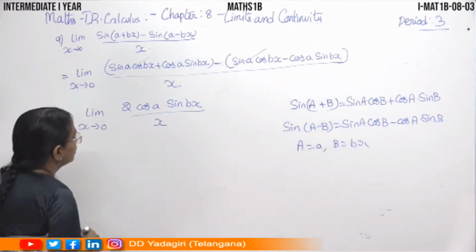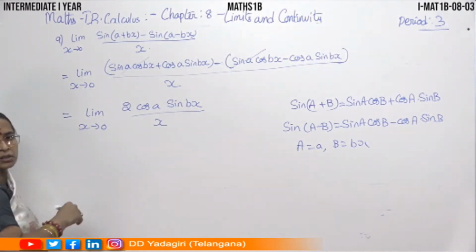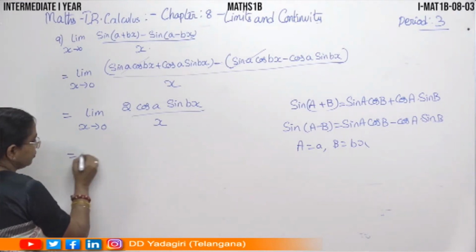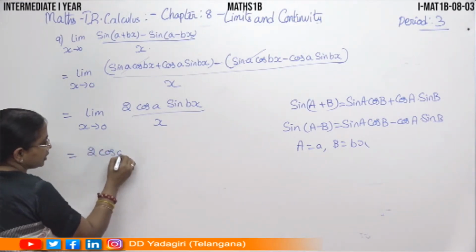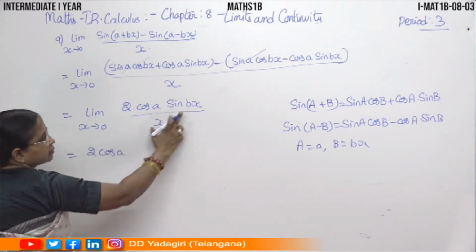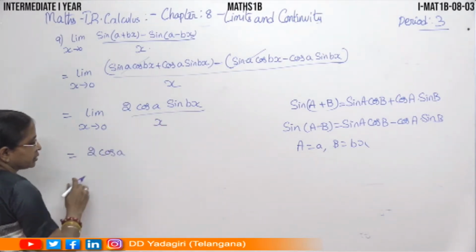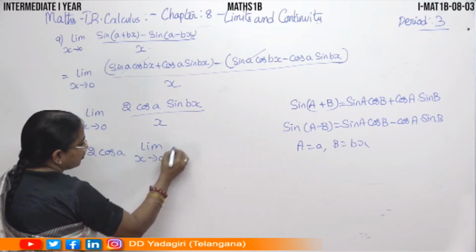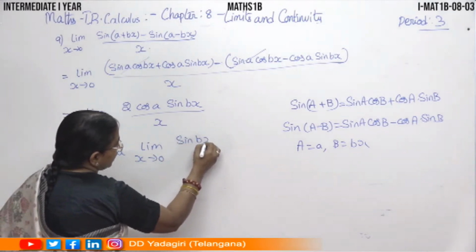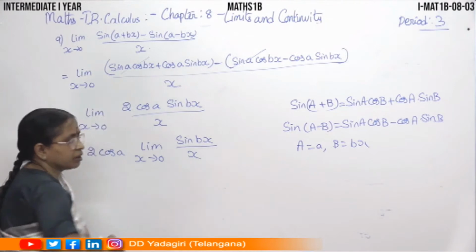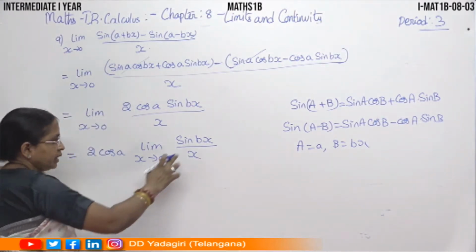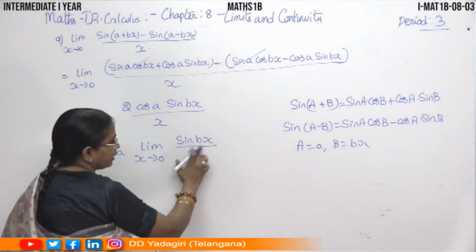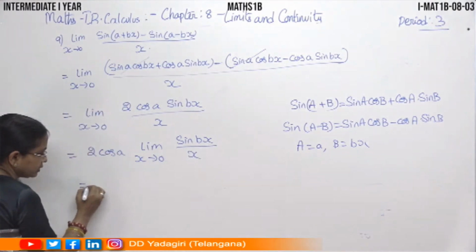Now 2 cos a is constant. Limit is over x, so x is the variable. These are constant, so we can write them outside. So limit x tending to 0 of sin bx by x. Now again see, it is not in the standard form. It is bx, so multiply and divide by b to bring it to the standard form.